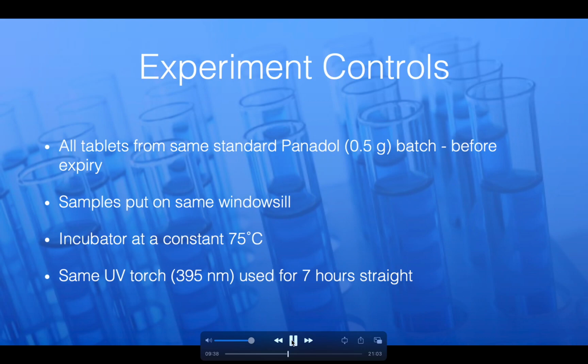Before we dive into calculations, here are some of the controls for my experiment. Firstly, I assumed that each paracetamol tablet from the Panadol brand contained exactly 500 milligrams of the active ingredient. I decided to use Panadol because they are the most reputable supplier of the drug in Australia and New Zealand, and also the most bought brand by Kiwis.